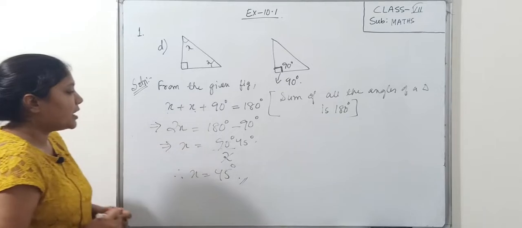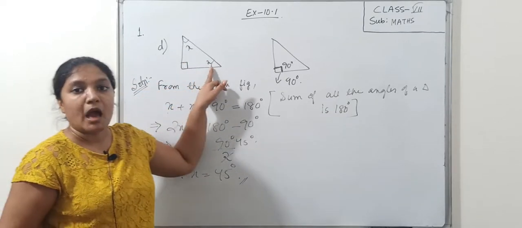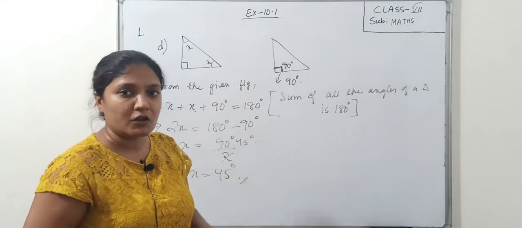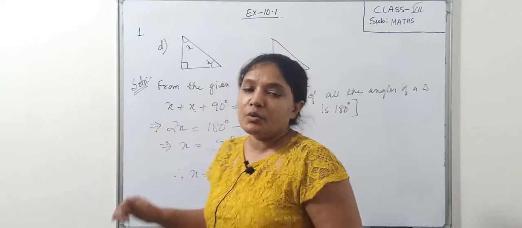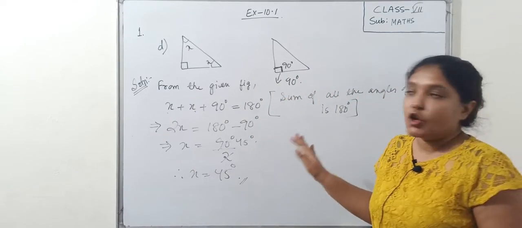Now if you see, if this is 45 degree, what type of triangle it is? It is a right angle isosceles triangle, right? Because both the angles are same and it is a right angle also. So students, other 2 or 3 questions B, C and E, you will try it by your own, okay?